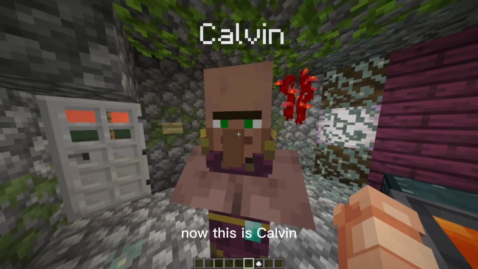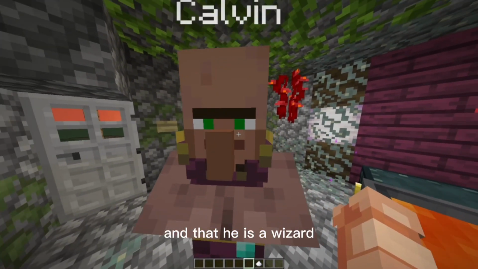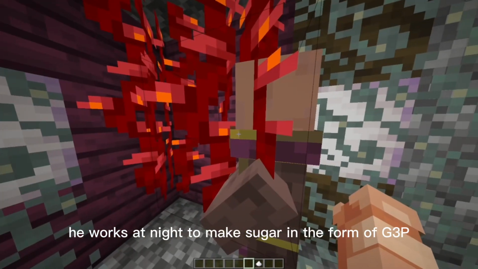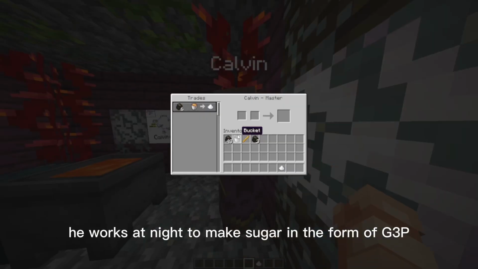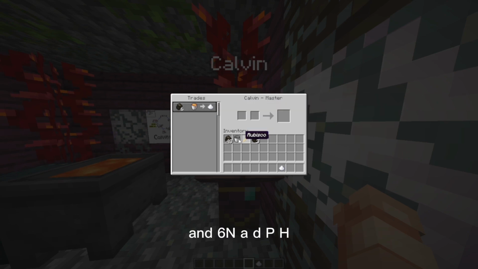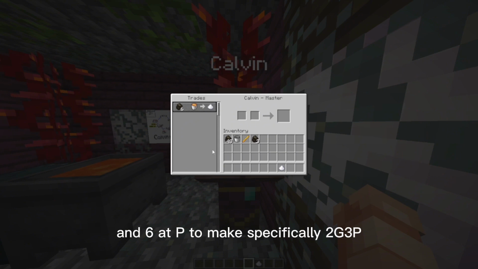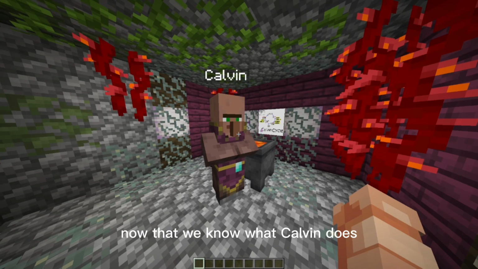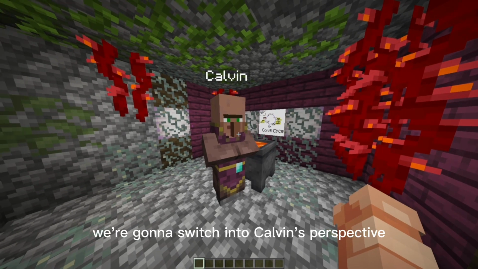Now this is Kelvin. Kelvin is very special in that he is a wizard. He works at night to make sugar in the form of G3P. He does this through the utilization of 6 CO2, 6 NADPH and 6 ATP to make specifically 2 G3P, as you can see here in this trade. Now that we know what Kelvin does and why it's so important, we're going to switch into Kelvin's perspective so we can see how he makes his sugar.